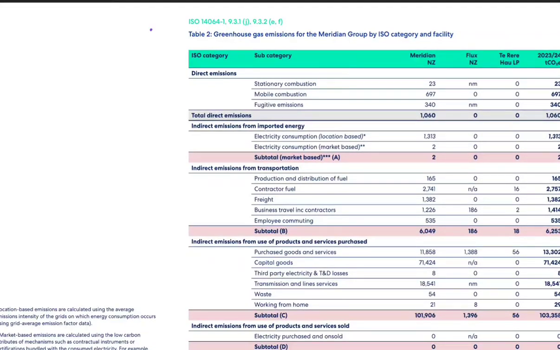Then as per ISO 14064-1 9.3.1 J and 9.3.2 EF clauses, we see greenhouse gas emissions for the group by ISO category. So what are the categories of ISO here? See, in different ISO categories like direct emissions, indirect emissions, and also you see stationary combustion. Further subcategorization is also there: stationary combustion, mobile combustion, and fugitive emissions. And also from the indirect emissions, like imported energy for electricity consumption, which is either location based or market based. Also, we see indirect emissions from transportation.